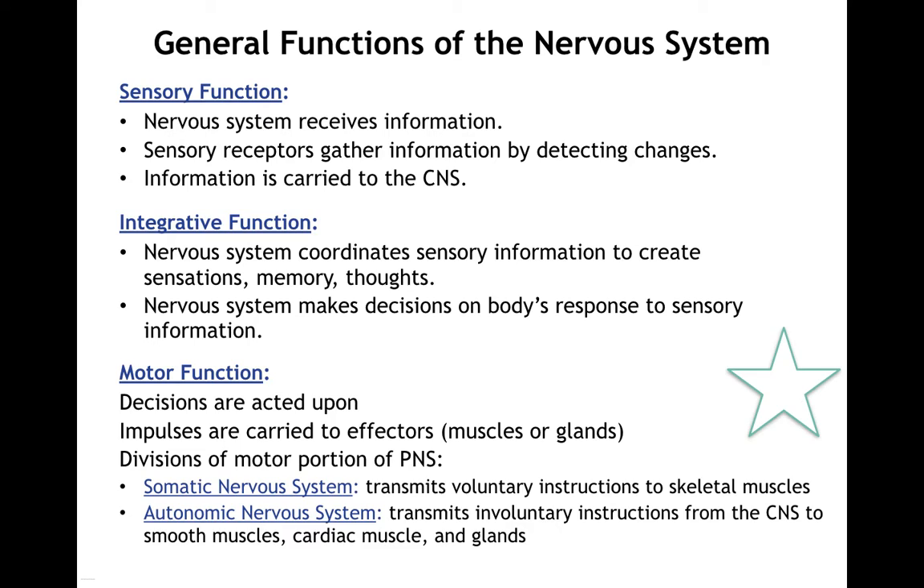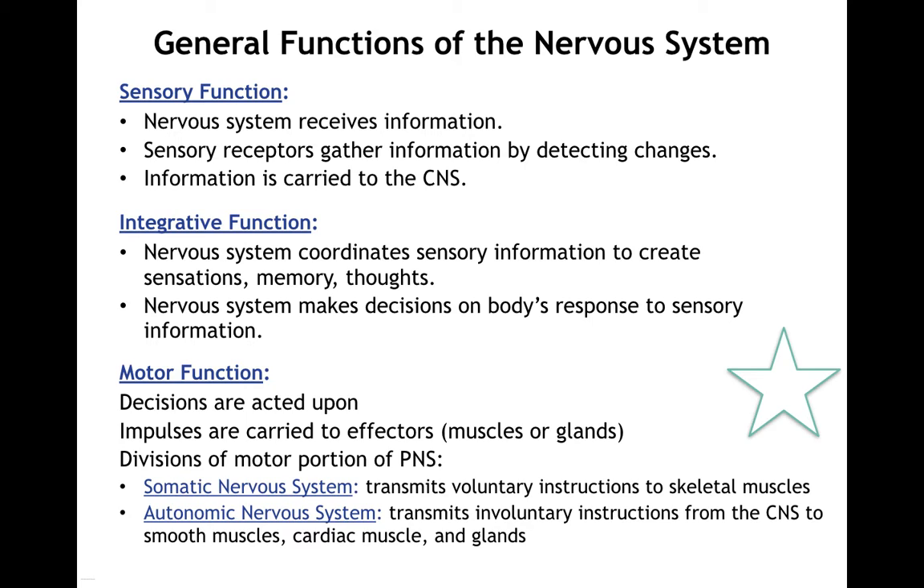The function of the nervous system, the sensory function, again, receives information from outside the body and inside the body, sends it to the central nervous system. Those sensory receptors gather information by detecting changes. Then there is an integrative function. This is kind of a black box. We are learning more and more about it as we go.